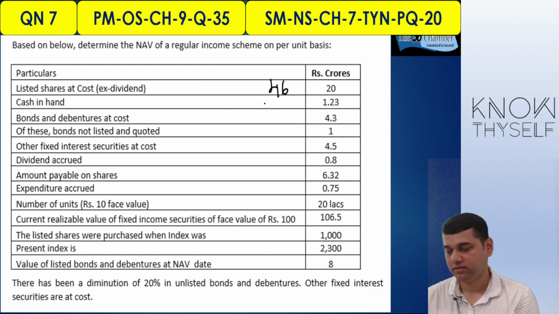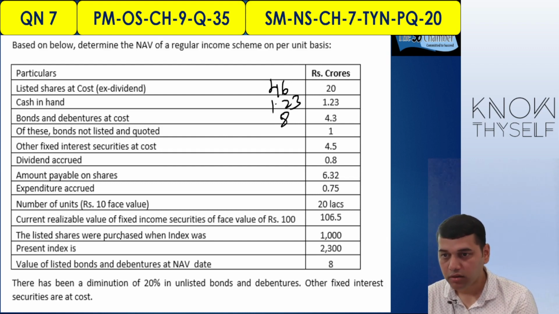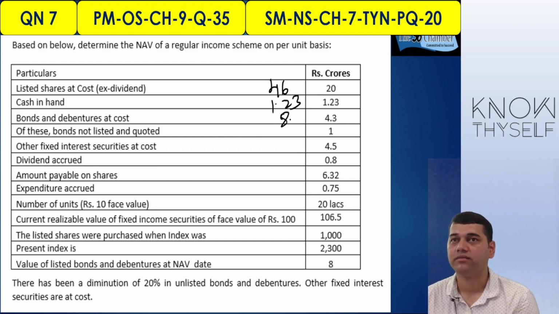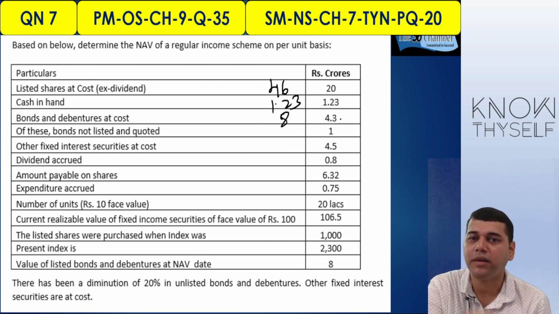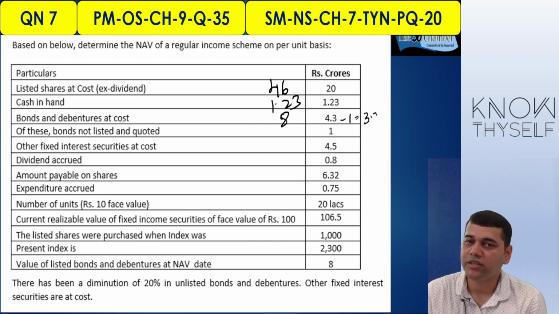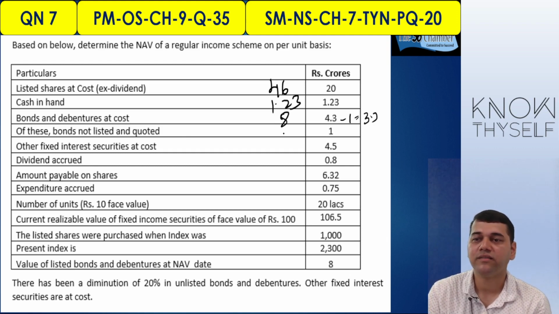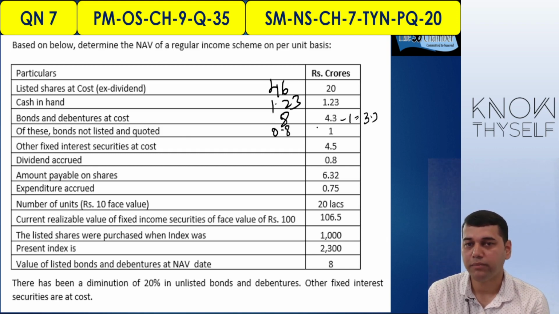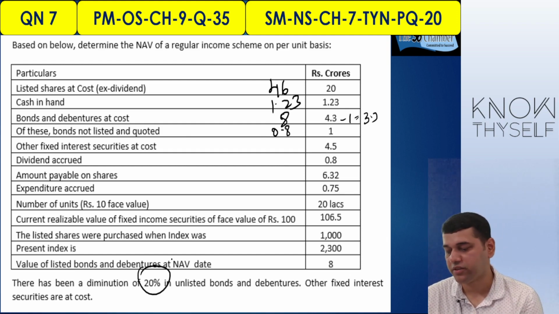46. Cash in hand? 1.23. Bonds and debentures? 8. Then unlisted? The value of the listed bonds and debentures is 8. This is 4.3. Out of this, one is separate. No, listed, it doesn't matter. Balancing figure, this doesn't matter. 4.3 minus 1 is 3.3. Its value is 8. What is unlisted? 0.8. 1 minus 1 into 80% is a 20% diminution.